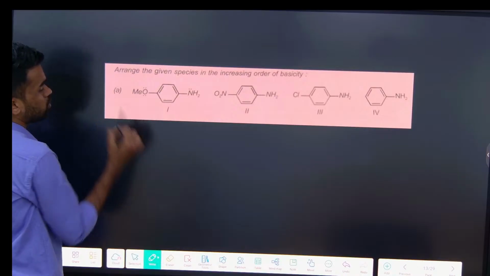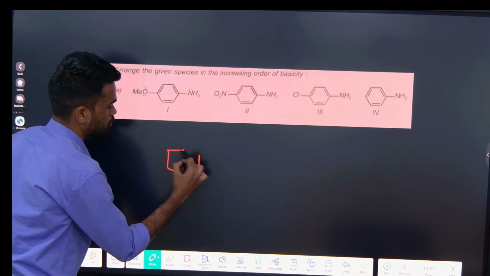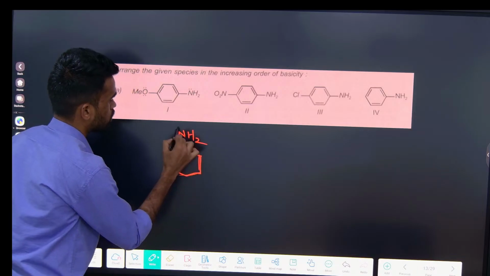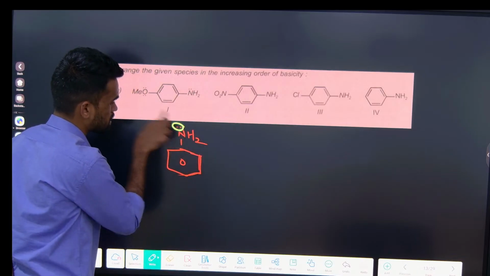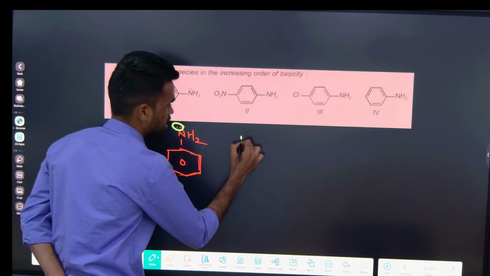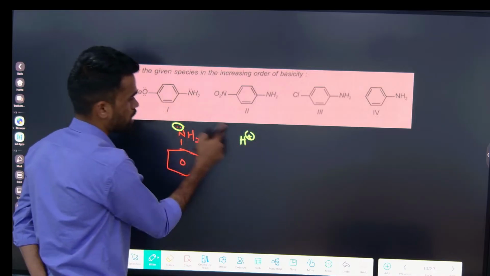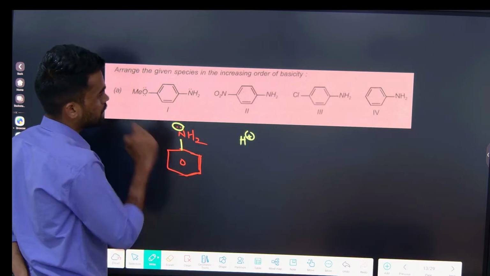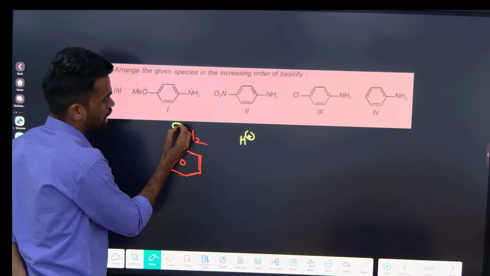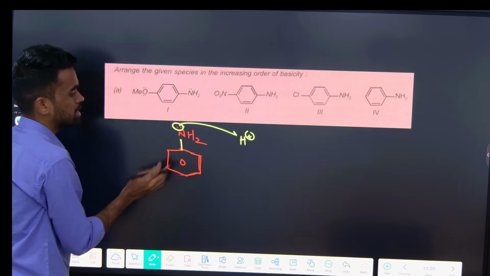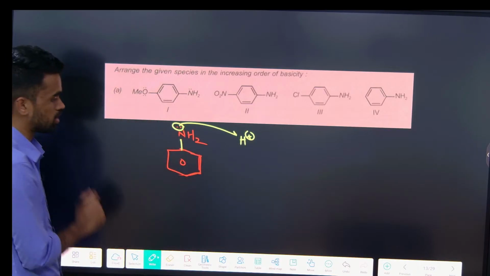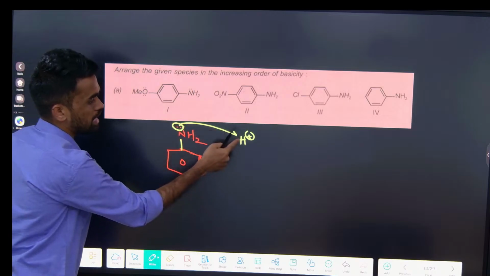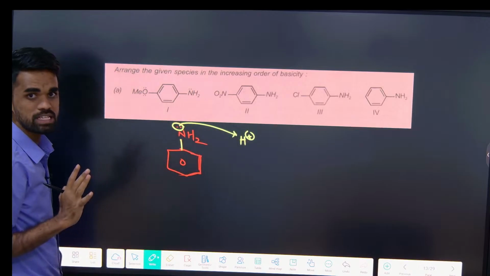Now we know amines are basic due to the presence of the NH2 group, because the lone pair of electrons on the nitrogen will accept a proton. Proton acceptors are considered to be bases, so amines are basic. If the ability to accept the H plus ion is easy, then that amine is more basic. The nitrogen lone pair should easily accept the proton. That is the basic nature.